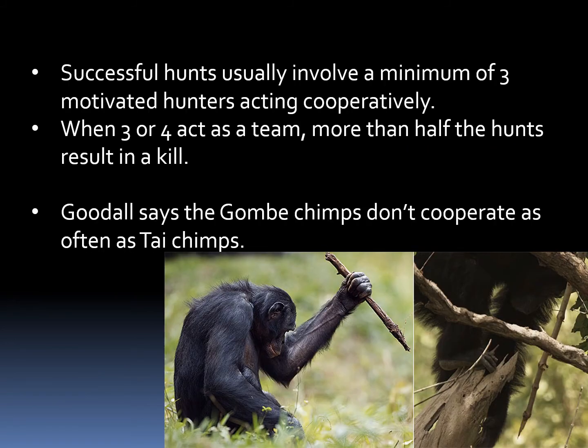So successful hunts usually involve a minimum of 3 motivated hunters acting cooperatively. When 3 or 4 chimps act as a team, more than half of the hunts result in a kill. Actually, around 70% of them do. Goodall says that the Gombe chimps don't cooperate as often as the Thai chimps do.